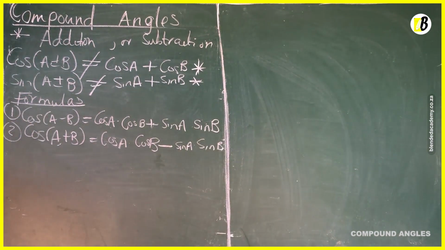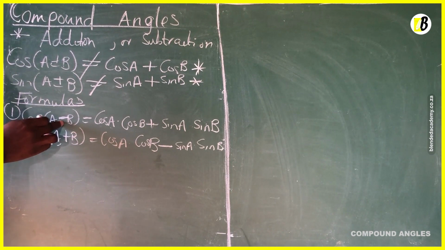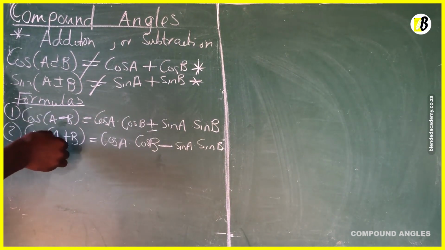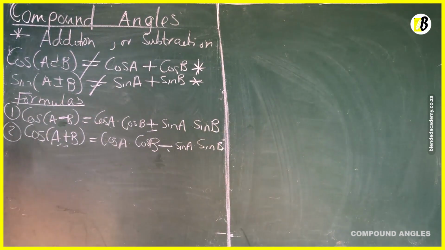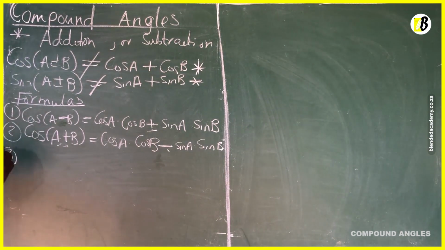So you need to remember that for cos, this sign here changes. If you have a negative on this side, that means when you write your formula, it's going to be a positive. And if you have a positive, it's going to be a negative. So the sign changes. And then for sine, that's going to be our third formula involving sine.